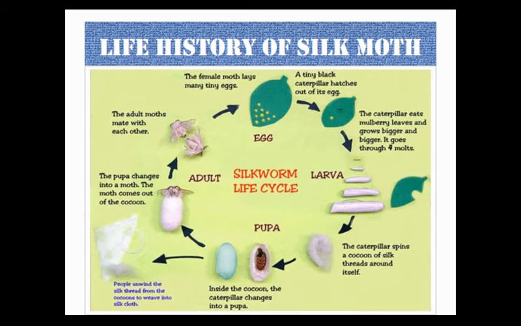So it goes through 4 molts in this process. The caterpillar spins a cocoon of silk thread around itself. Inside the cocoon, the caterpillar changes into a pupa. This pupa changes into a moth. The moth comes out of the cocoon, and again the same process is repeated.